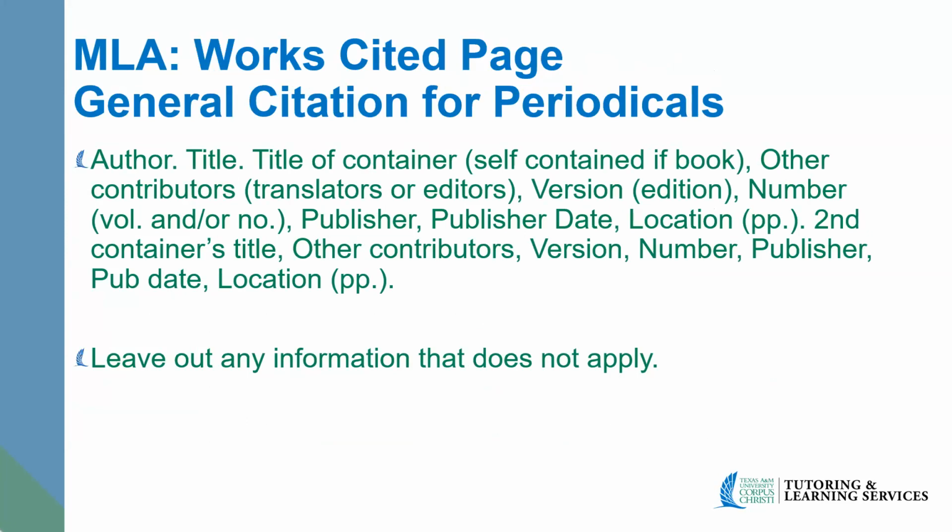It'll be the number, such as the volume or the number. Next is the publisher. Then it's the publication date. Then it's the location, such as page numbers. Then it's the second container's title, other contributors, the version, the number, the publisher, the publication date, and then the location yet again, which will be page numbers. And then you'll leave out any information that does not apply.